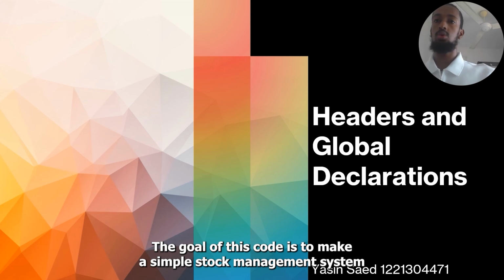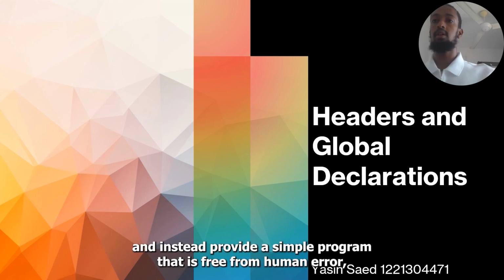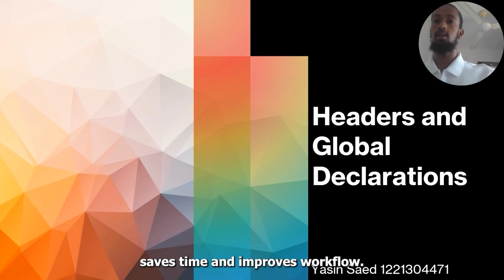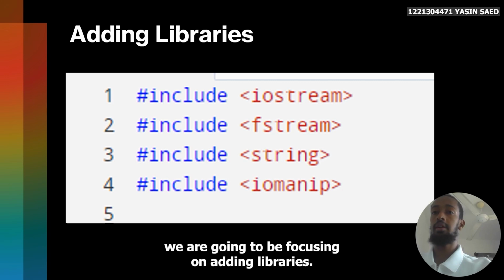The goal of this code is to make a simple stock management system that bypasses the traditional, laborious, and manual way of the past, and instead provide a simple program that is free from human error, saves time, and improves workflow. For this slide, we are going to be focusing on adding libraries.